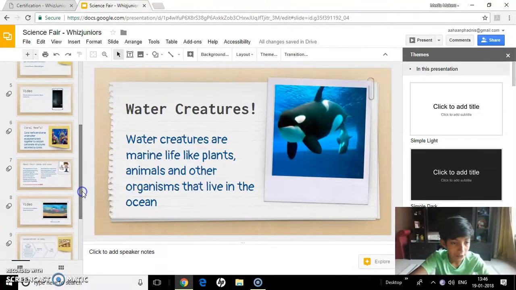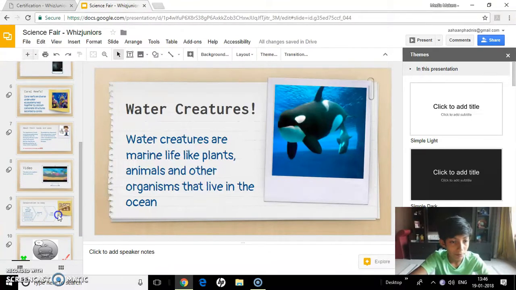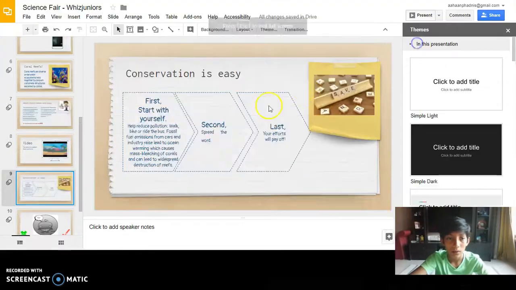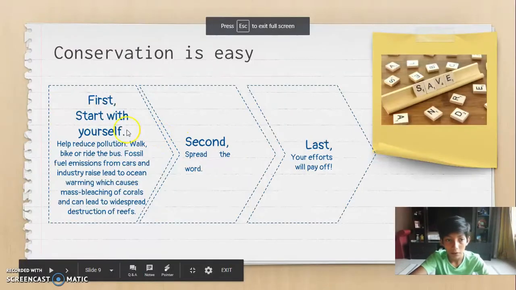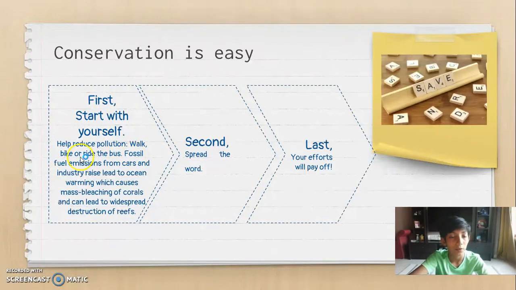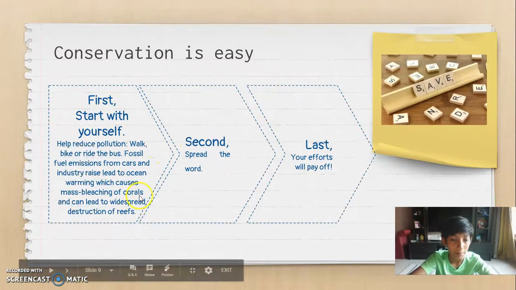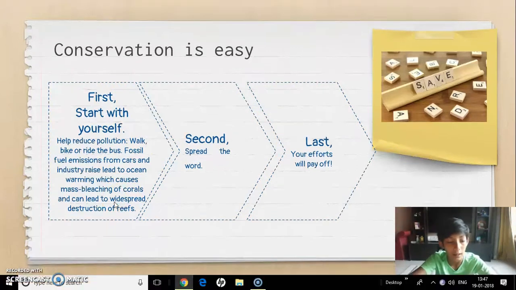So there's this slide which I haven't shown you yet, and I wanted to show it later. This one. It's called Conservation is Easy. First, start with yourself. Help reduce pollution. Walk, ride, bus. Fossil fuel emissions can lead to ocean warming, which causes mass bleaching of corals and will lead to widespread destruction of reefs. Second, spread the word. Tell it to anybody you know. And then at last, it'll lead to your efforts being paid off. And as you can see, these three are shapes which I have added so that I can type inside them and it looks like first, then second, then last.